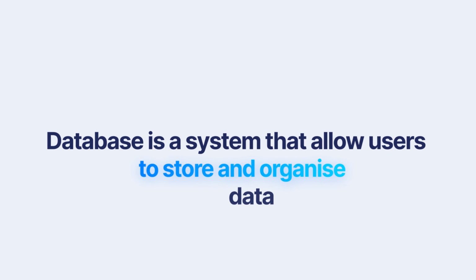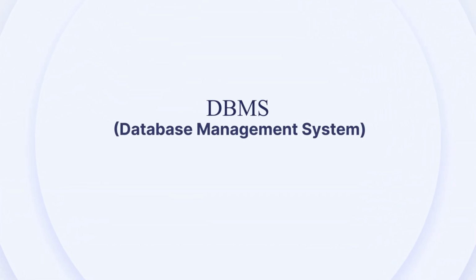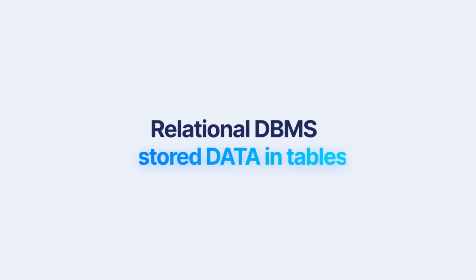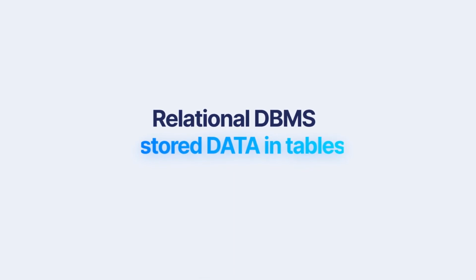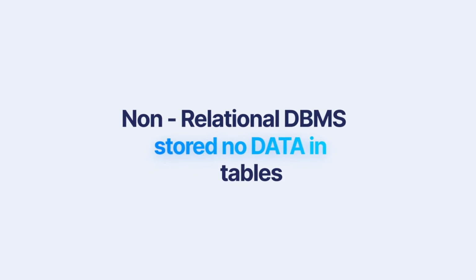What is a database? A database is a system that allows users to store and organize data. A software application used to manage our database is called a Database Management System. There are two types of database. We have Relational Database Management System, which stores data in tables, and we have non-relational database management system, which doesn't store data in tables. We use SQL to work with relational database management systems.